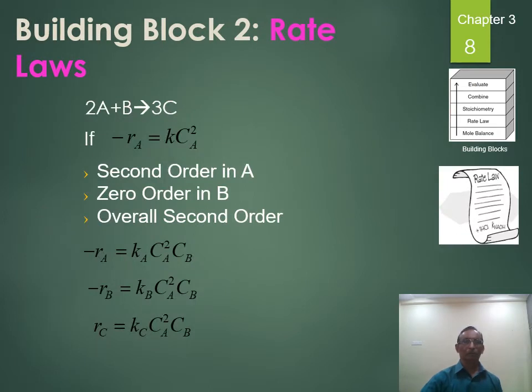Then the same reaction, generally 2A plus B gives 3C. If the rate, minus Ra, equals K Ca squared, this means Cb is raised to 0. Any power raised to 0 is 1, so that's why it is not mentioned here. But if it is asked in the question what is the order of B, then you have to answer that very properly.